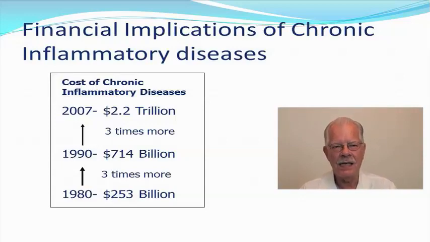And you can see in 1980, $253 billion was spent on healthcare. 10 years later, it went 3 times that to $714 billion. And it tripled again in 2007 to $2.2 trillion. And it's probably much higher today, all treating the symptoms of these chronic inflammatory diseases. I feel that by treating the cause, which is periodontal disease, and eliminating the spirochetes from the gingival sulcus, we should be able to prevent a large percentage of this healthcare expenditure.